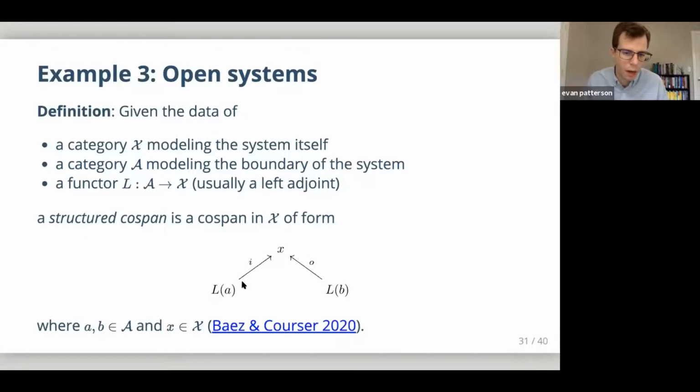Okay, and so a structured cospan is a cospan of the following form, where you have an object X, which represents the system, and then these two legs which specify the boundary of the system, conventionally understood to be inputs and outputs, hence the notation. But this is not really a directed setup. So you can, for example, always swap the two legs with each other to get another cospan.